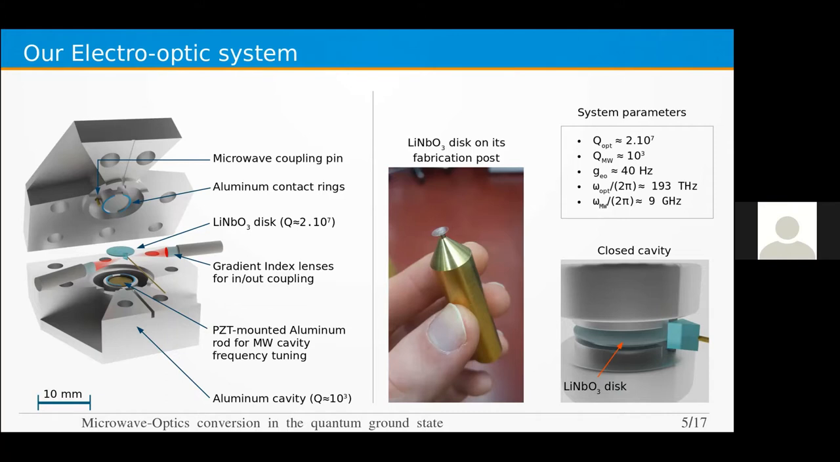Great work. Lucas, do you have a quick question? I do have a quick question. What sets the bandwidth for this converter? You said the optomechanical systems have pretty low bandwidths. Is it the Q of your aluminum cavity, or what sets it?